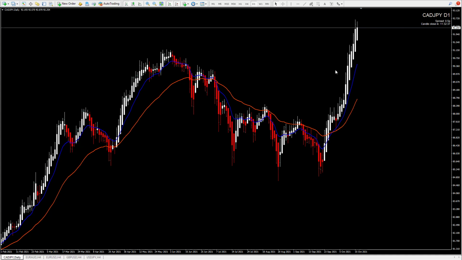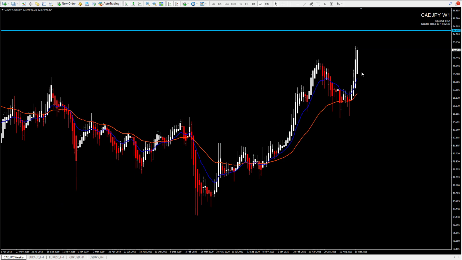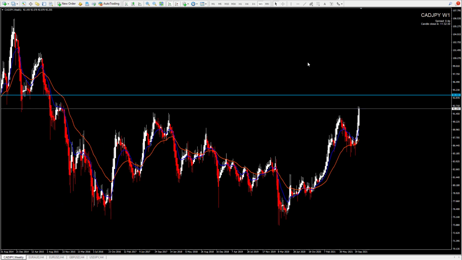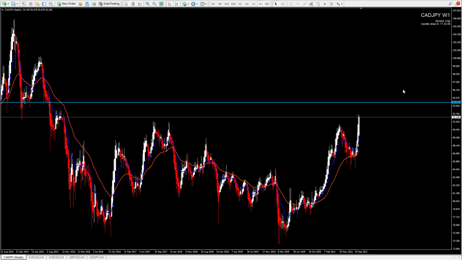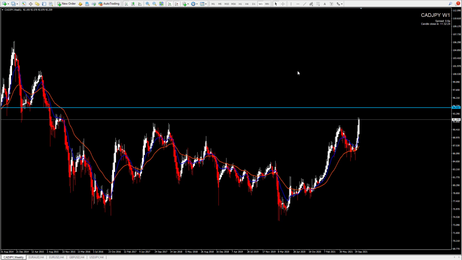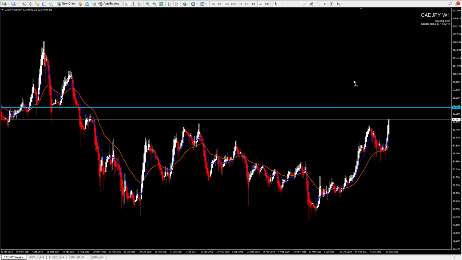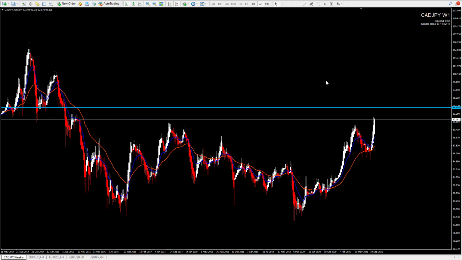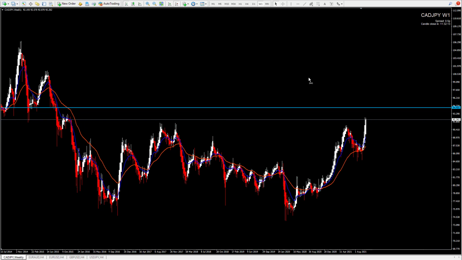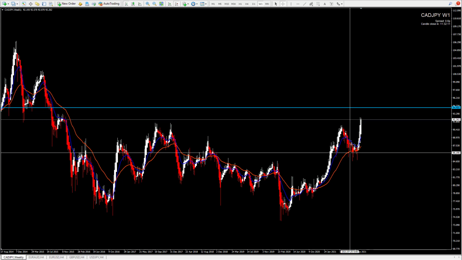So first is the CAD yen. I'm still in the USD yen position, so I posted this on our Facebook page, so you can watch it. This was a long entry, and I can also show you later on when I analyze USD yen where was my entry. So CAD yen, we see that it is really pushing strongly.